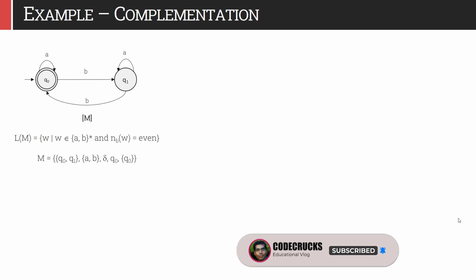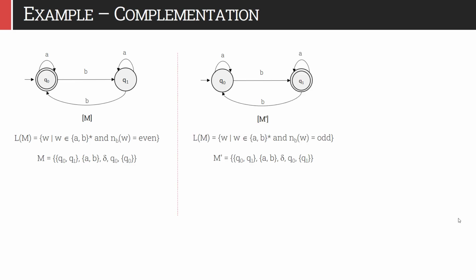To compute the complement DFA of this, we just have to change the role of Q0 and Q1. So Q0 remains the initial state, and Q1 becomes the final state. If we look at this, 1 B is accepted, 2 B's are not, 3 B's accepted, 4 not, 5 accepted, 6 not. So this is the DFA which generates the language L of M, the set of all strings W where W belongs to {a, b}* and the number of B's in W is always odd. So this is exactly the complement language of machine M.